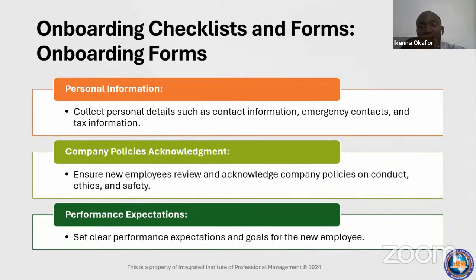So the forms that you're providing should have these basic things: their full name, and I do advise differentiating between surname and other names, their contact number, address, tax information, next of kin, educational qualification, and so many other things.